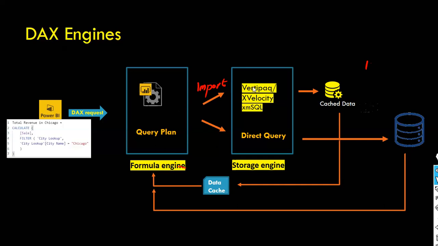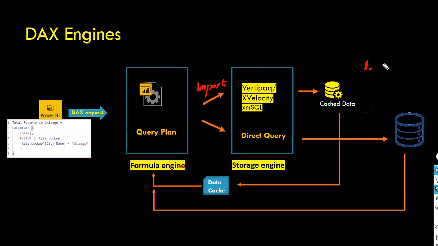Okay, in the case of import, it has to send the query plan to your storage engine, and then the VertiPaq. Previously, the XVelocity was called VertiPaq, and currently they renamed VertiPaq as XVelocity. That's all, not much difference. So upon receiving the query plan from the formula engine, XVelocity carries out three tasks or three actions.